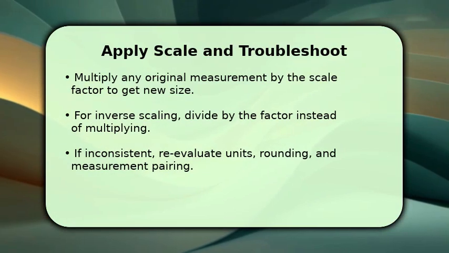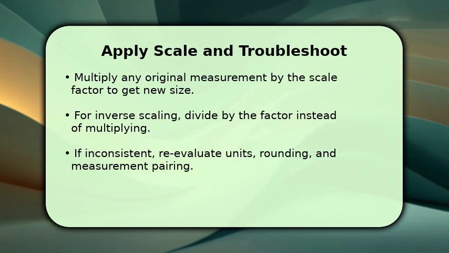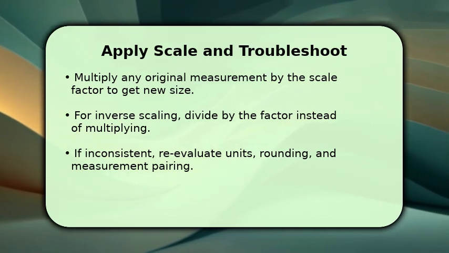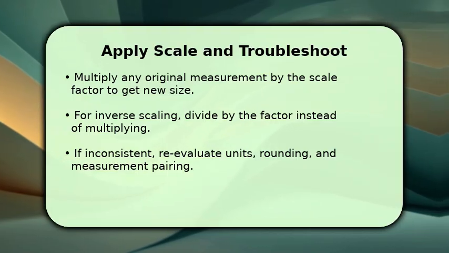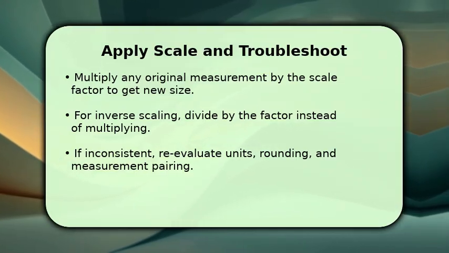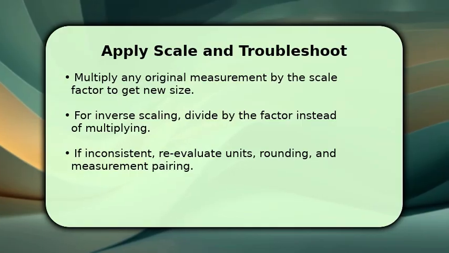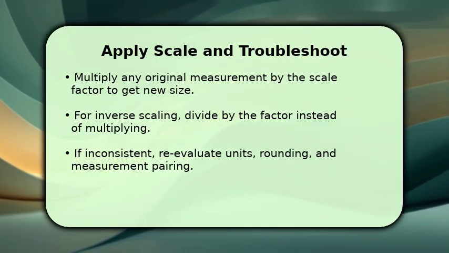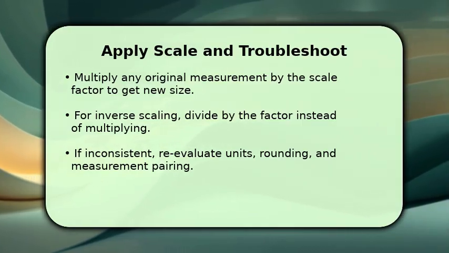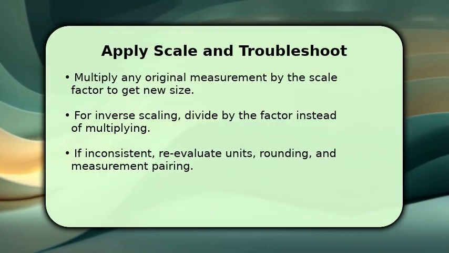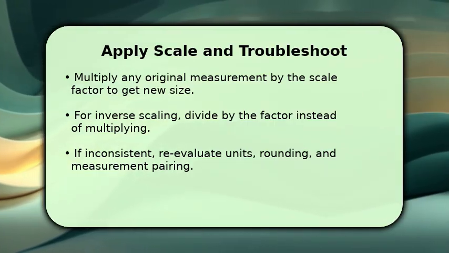You finish by applying the factor. Multiply any original measurement by the scale factor to get the scaled size, because multiplication extends consistently across dimensions. If you need the original from a scaled item, divide instead. This is the inverse operation. Make sure to round appropriately only at the end to avoid cumulative error.